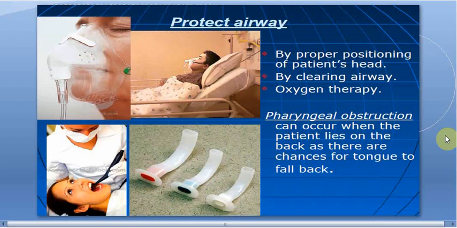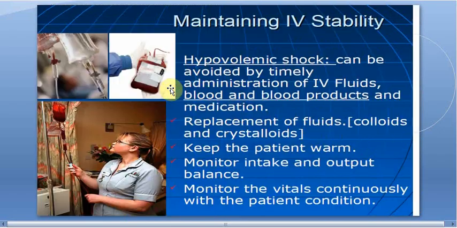Okay. Then the next role of the nurse will be protecting the airway. Here you can see the different types of airways. Okay. Oral airway and all can be used. It is usually used to prevent the tongue from falling back. Then if necessary you can start with oxygen therapy and all. Fluid therapy is usually given to prevent dehydration.